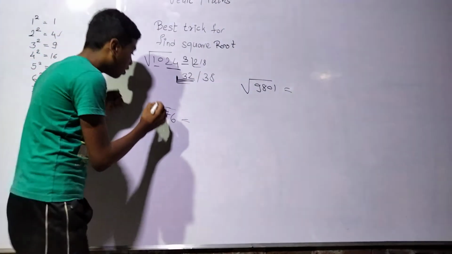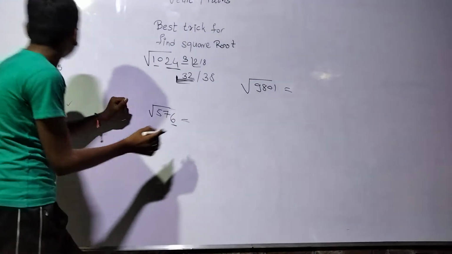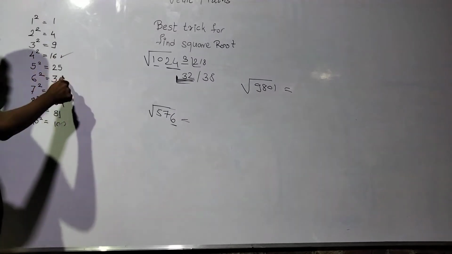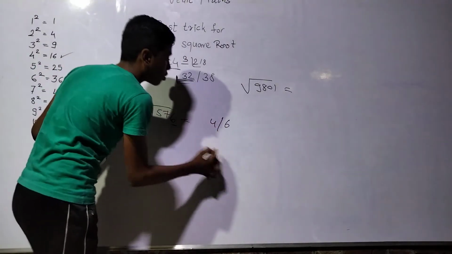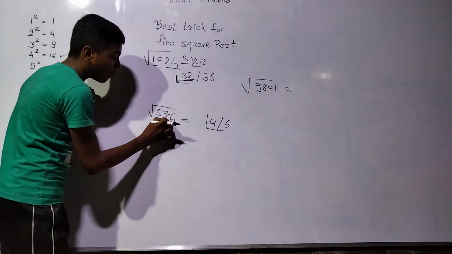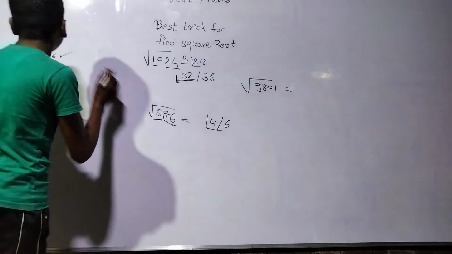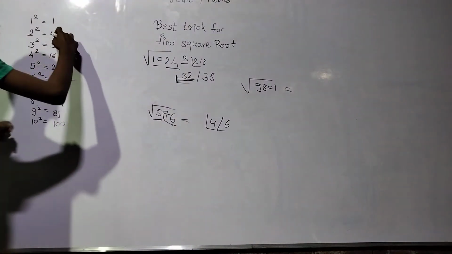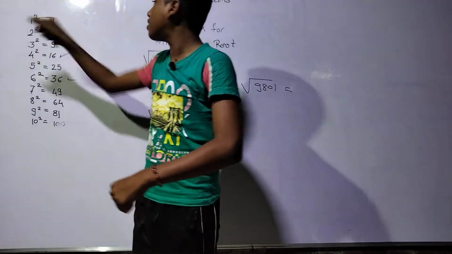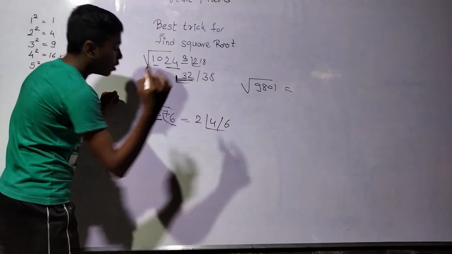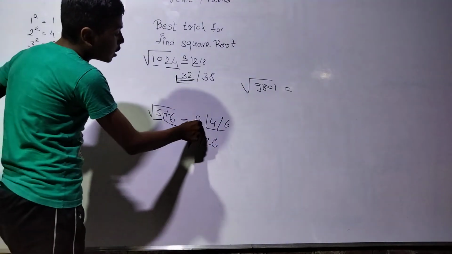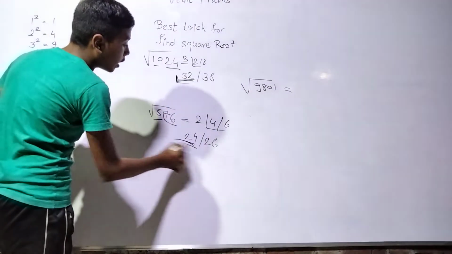This is our next question. The unit place is 6, so the unit place number must be 4 or 6. What will the tens place number be? Only 5 is remaining. The largest square below 5 is 4, and the square root of 4 is 2. So the tens place is 2. Will the answer be 24 or 26? The nearest number to 2 is 4. So the answer will be 24.